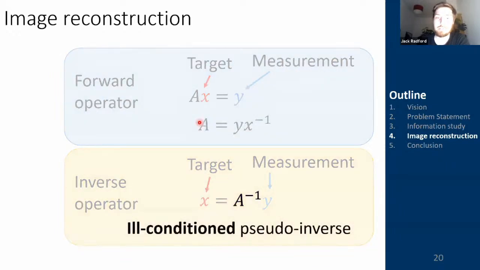So to do this and get the inverse operator, we have to do a pseudo-inverse, and this is ill-conditioned, and therefore it's an ill-posed inverse problem. So what I'd like to do is compare how ill-conditioned this pseudo-inverse is when we have space data, when we have space-time data and time data.